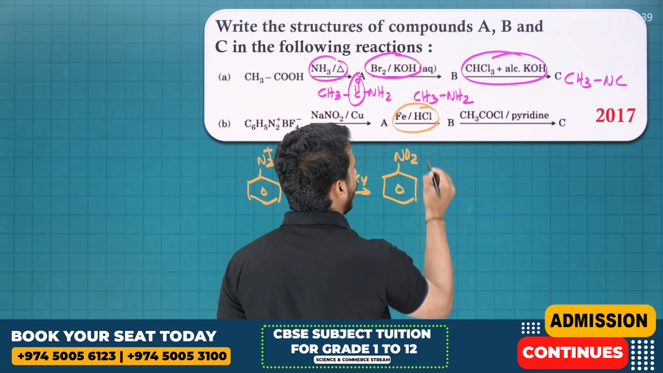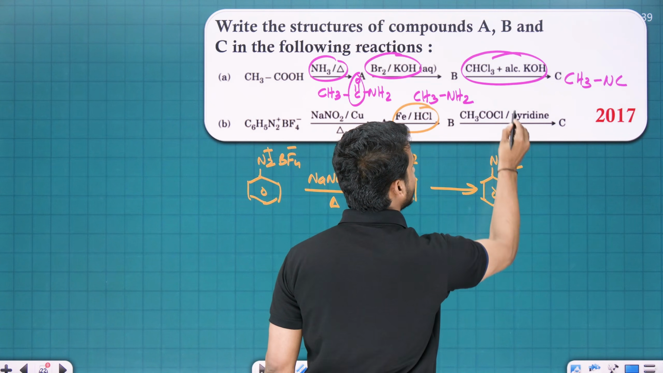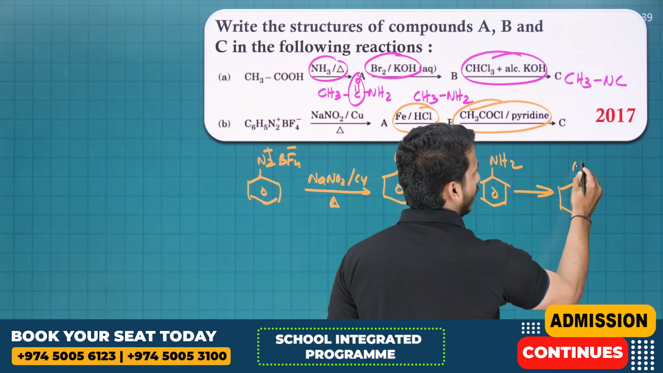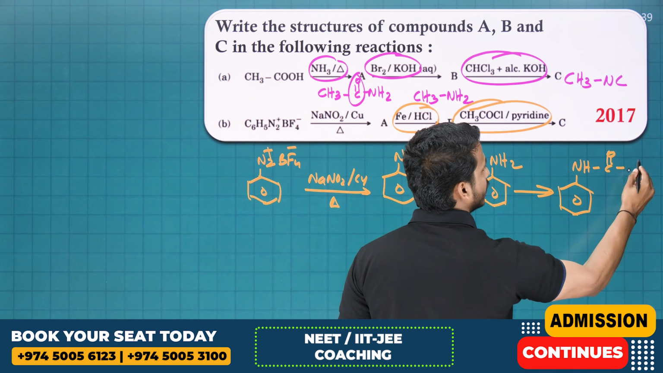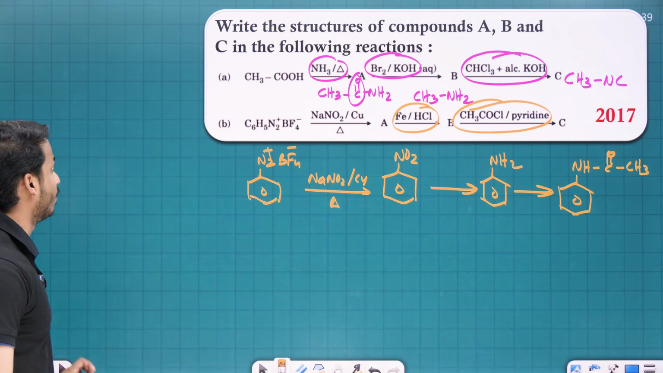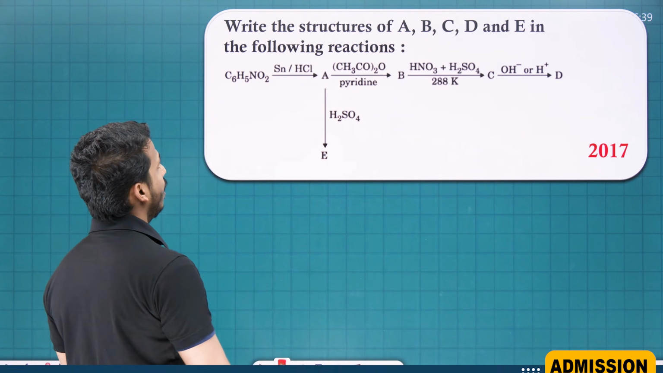We know a nitro group on reduction with Fe gives aniline. Then acetylation gives acetanilide. We get NHCOCH3. What is this compound called? Acetanilide. Simple. 2017. Write the structures of the products A, B, C, D.